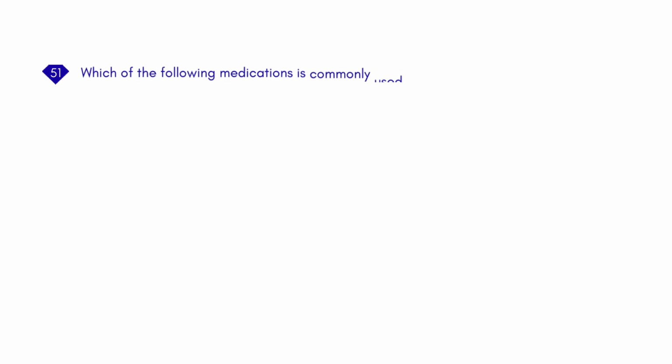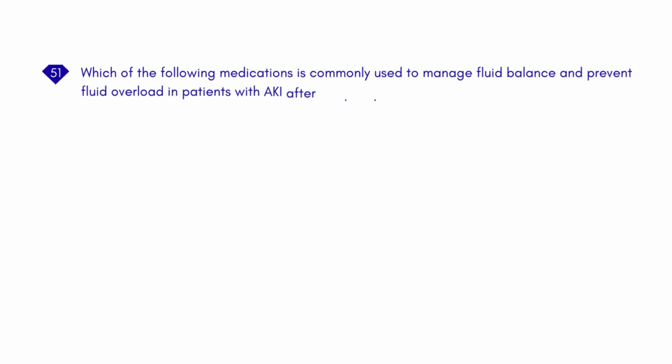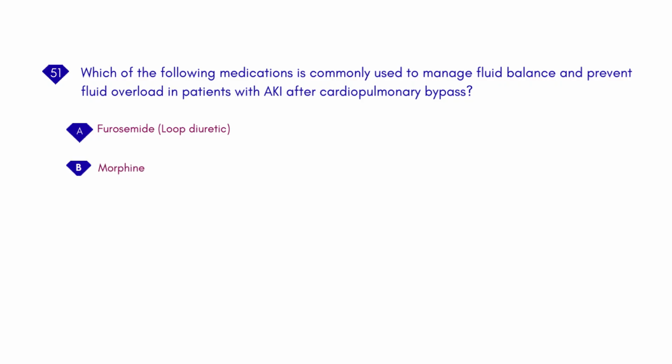Which of the following medications is commonly used to manage fluid balance and prevent fluid overload in patients with AKI after cardiopulmonary bypass? A. Furosemide, loop diuretic. B. Morphine. C. Spironolactone. D. Vitamin D supplements. Answer: A.